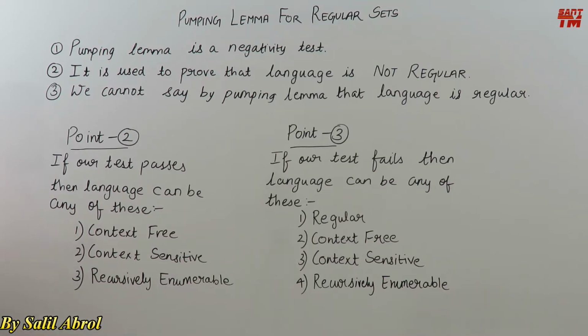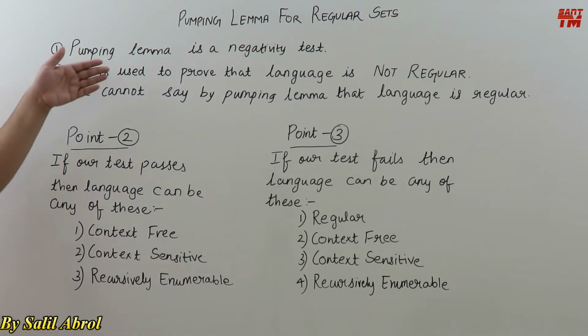Remember the Chomsky hierarchy. According to the Chomsky hierarchy, there were 4 types of grammars: regular grammars, context free grammars, context sensitive grammars, and unrestricted grammars, each of which corresponded to a language class. The unrestricted grammars corresponded to recursively enumerable languages, the context sensitive grammar corresponded to context sensitive language, the context free grammar corresponded to context free language, and the regular grammars corresponded to regular languages. So the pumping lemma is used to prove that the language is not regular.